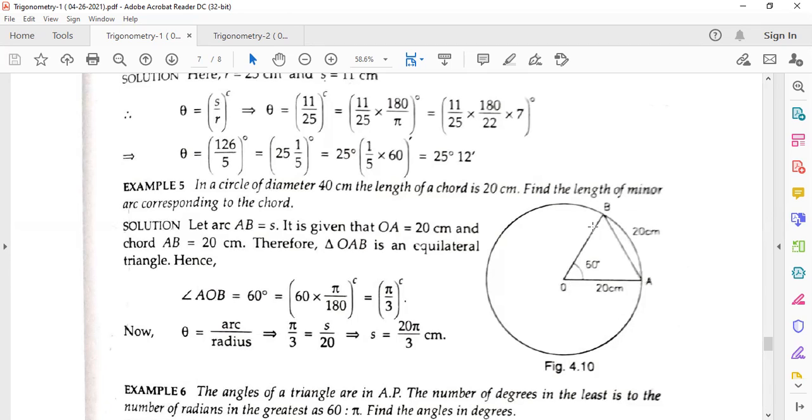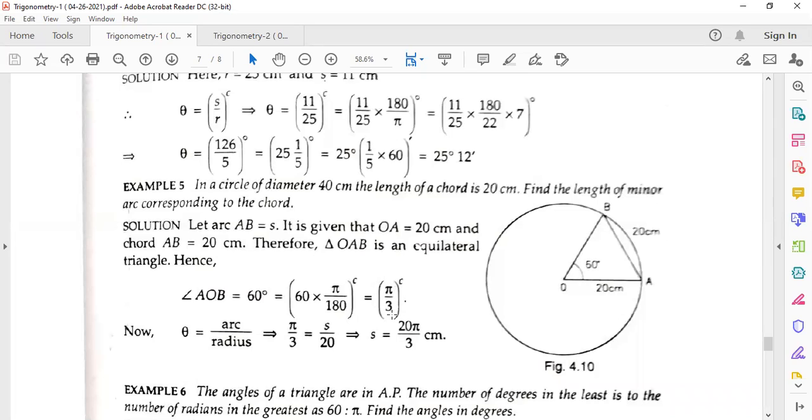So AOB is an equilateral triangle, isn't it? All of the sides are equal, so all of the angles are 60 degree. This is also 60 degree, this is also 60, this is also 60. Now as it is coming into the 60 degree, now we can change this degree into the radian. This 60 degree is changed into the radian, that is pi by 3.